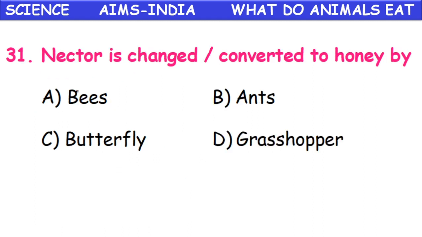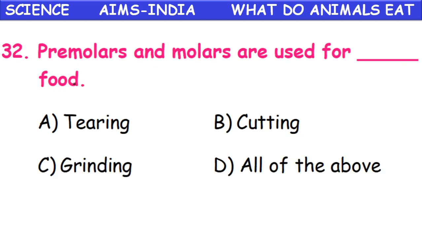Nectar is converted to honey by honeybees. Premolars and molars are used for dash food: tearing, cutting, grinding. Okay, we possess 4 types of teeth. What are they? Incisors, canines, premolars and molars.